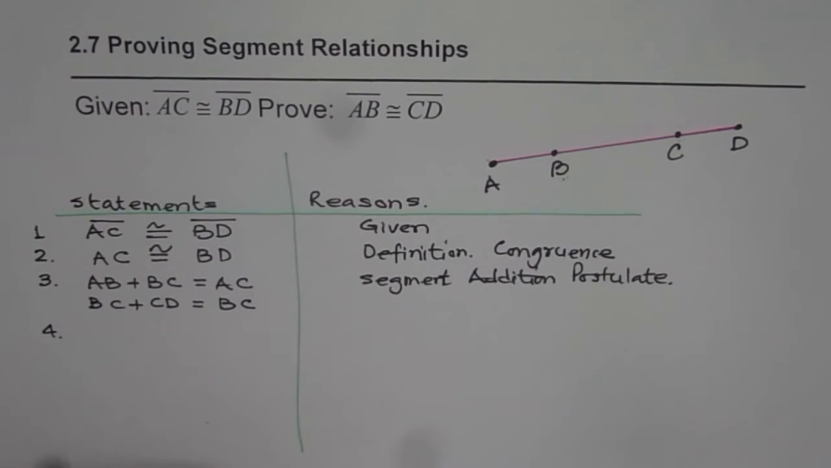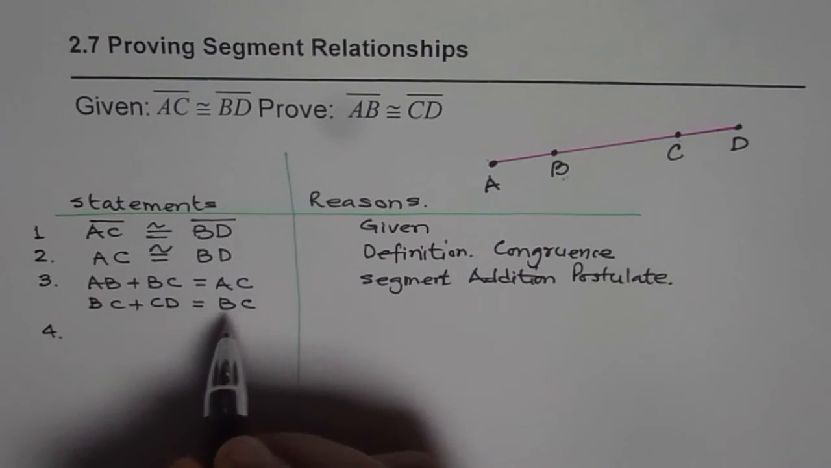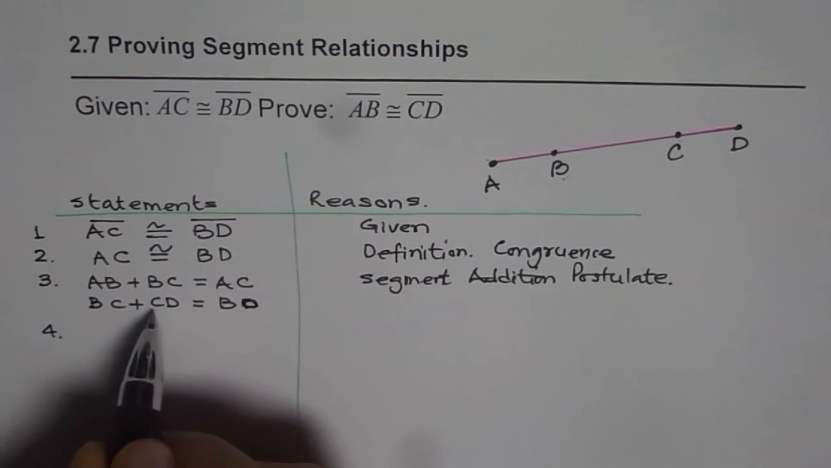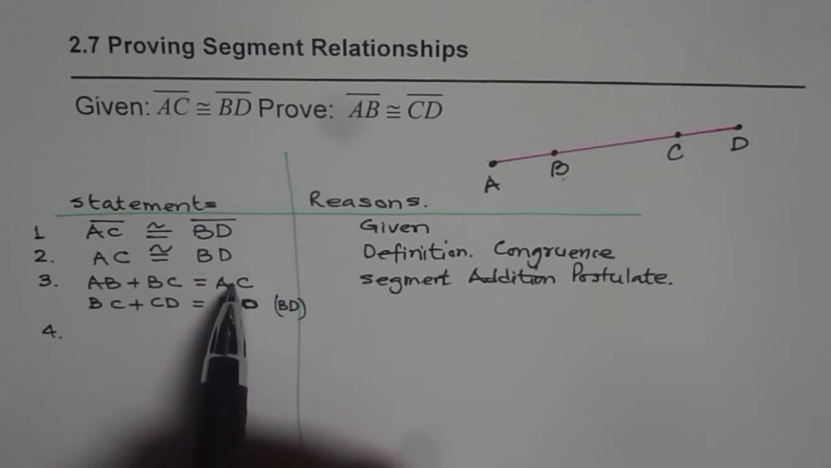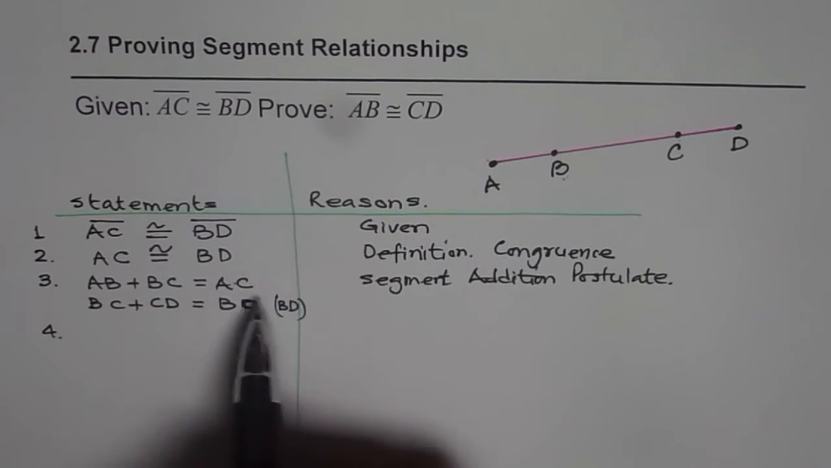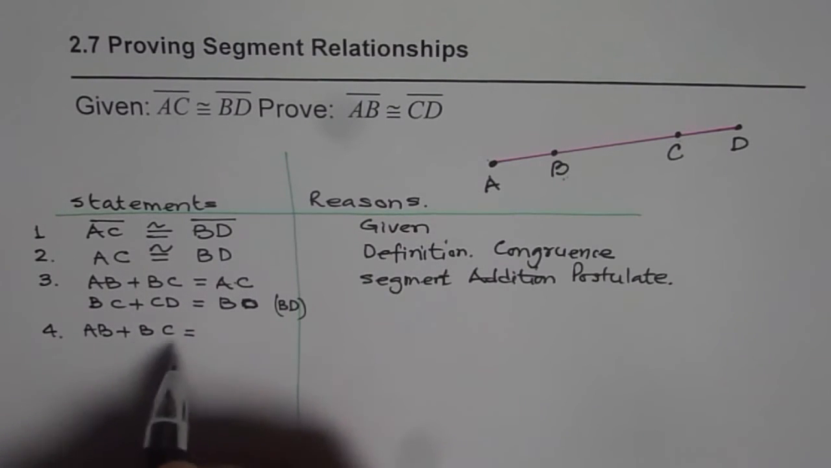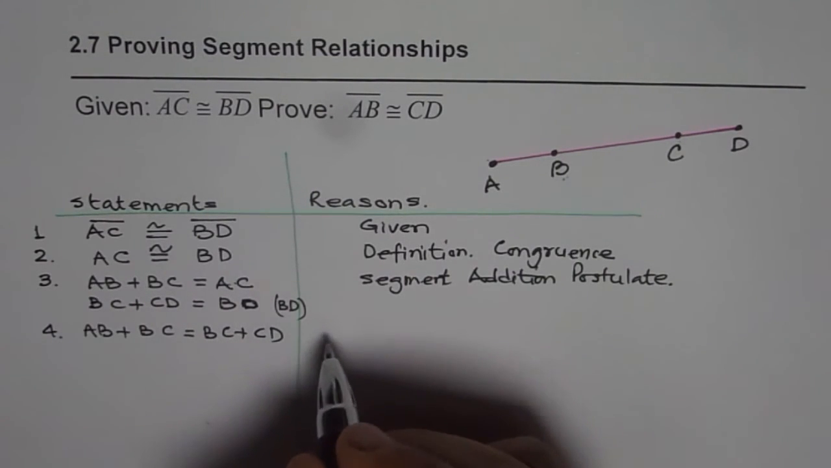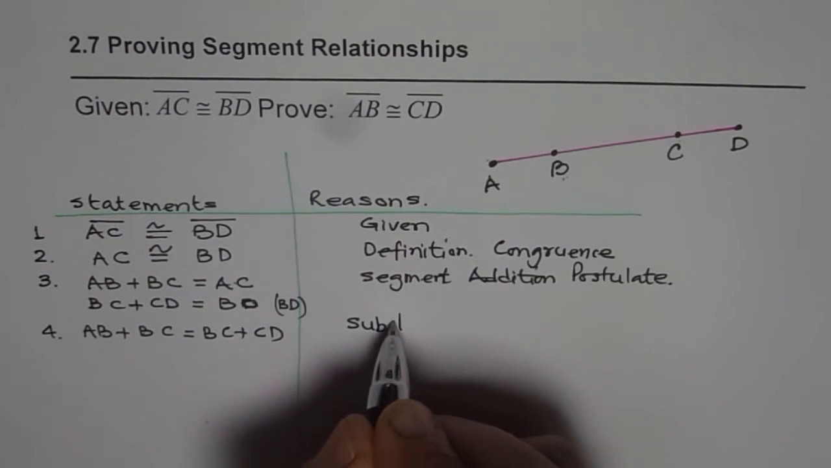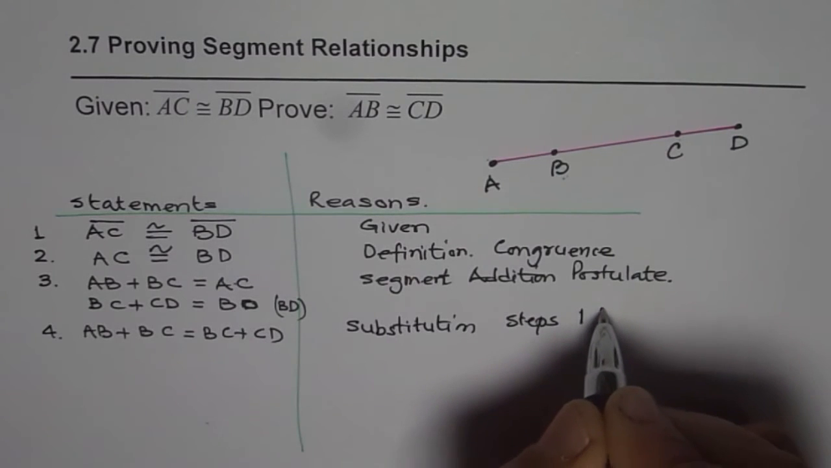Now what? We know that AB plus BC is AC, BC plus CD is BD. Sorry, I wrote this as C, it should be D. BC plus CD is BD, okay. Let me correct it, BD. But what is given to us? It is given that AC and BD are equal, correct? Since they are equal, we can actually write AB plus BC is equal to BC plus CD, right? And the reason is we combine 1 and 3. So that is from substitution of steps 1 and 3, correct?